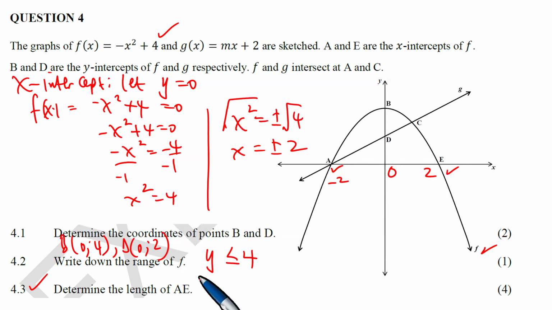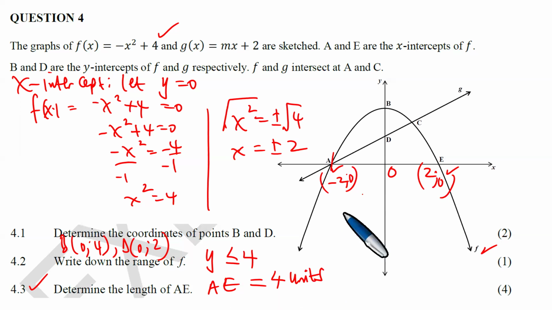So what is then the length of AE? What is the distance from A to E? If it's minus 2 here and 2 on the other side, what is the length of AE? It's 4 units. You move from here to there, and it's minus 2 here, but distance is not negative. Distance is always positive. So it's actually 2 units.